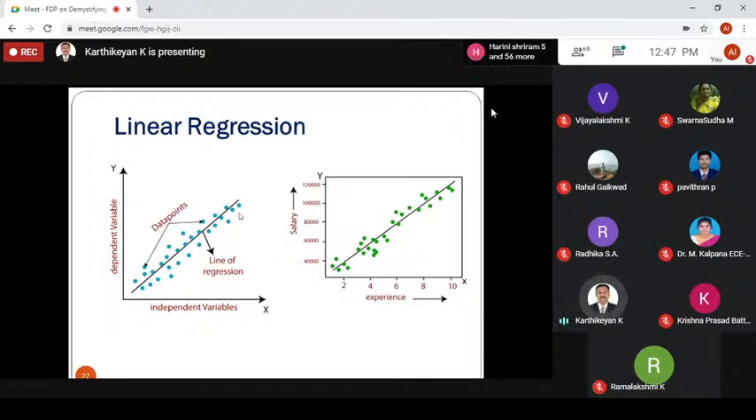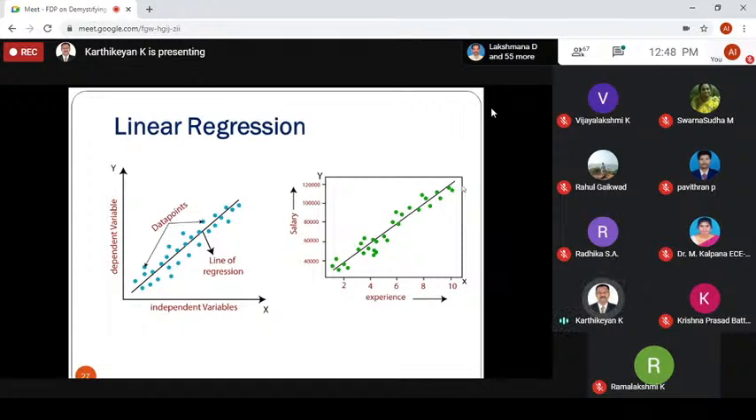I have a simple example: the salary of a person depends on experience. Naturally, when you have less experience, your salary will be low. When you have more experience, your salary will be higher. With these data points, we can predict a person's salary in the next month or next year. The data points can be formed into a line, and that line can be extrapolated for the next year or next month. This is the basic example for linear regression.